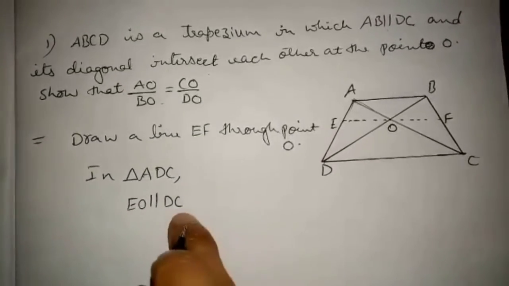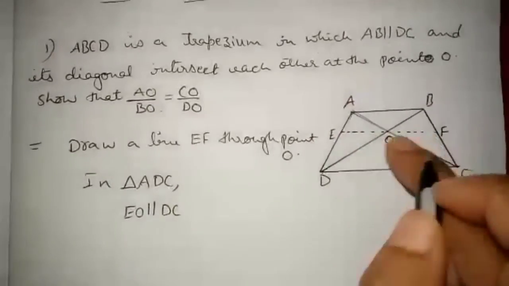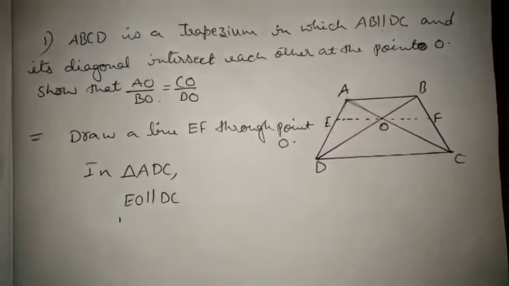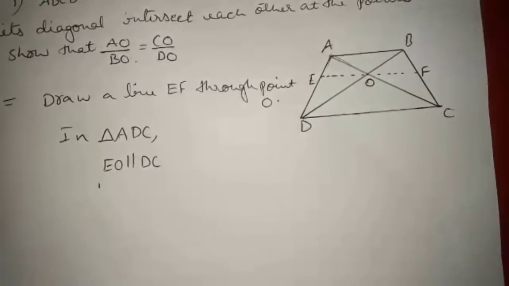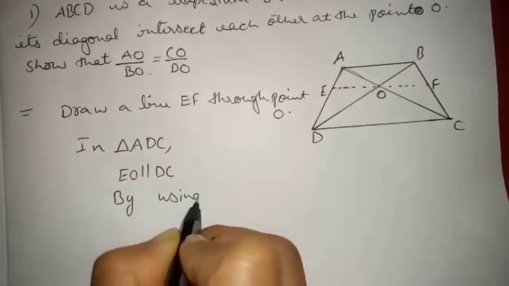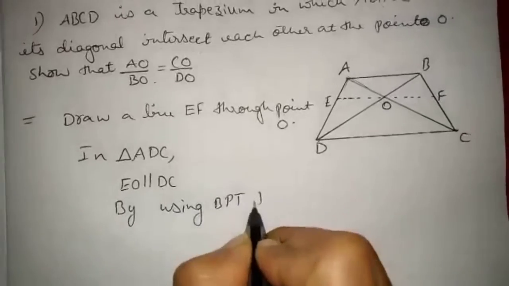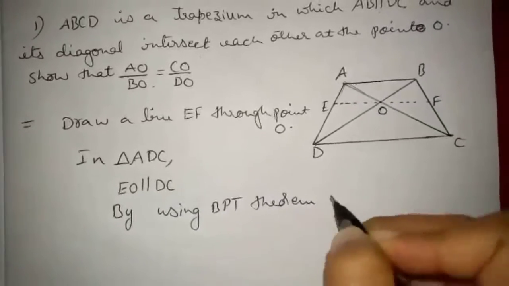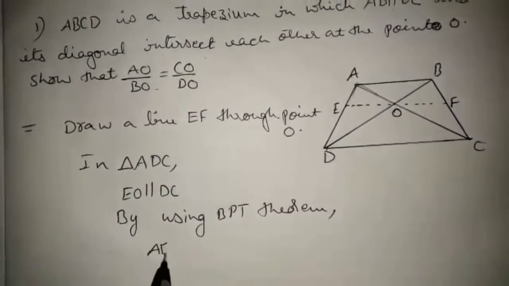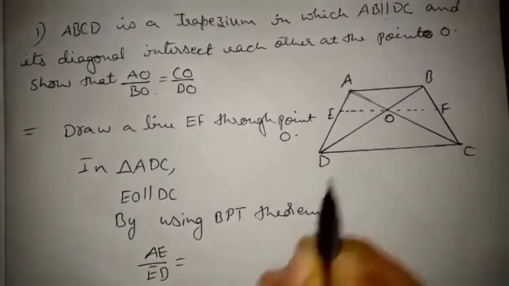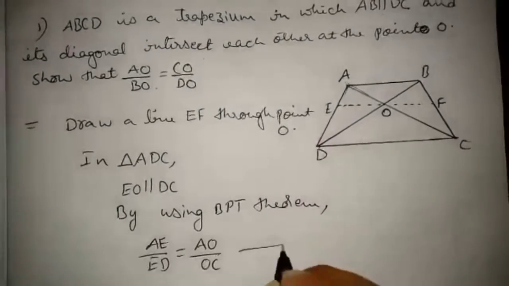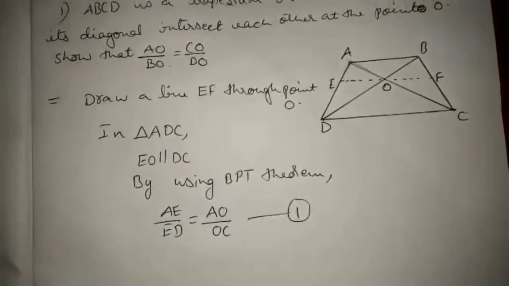In the triangle, EO is parallel to DC. Then by using the BPT theorem, what does it become? AE by ED is equal to AO by OC, right? AO by OC. Take this as equation 1.